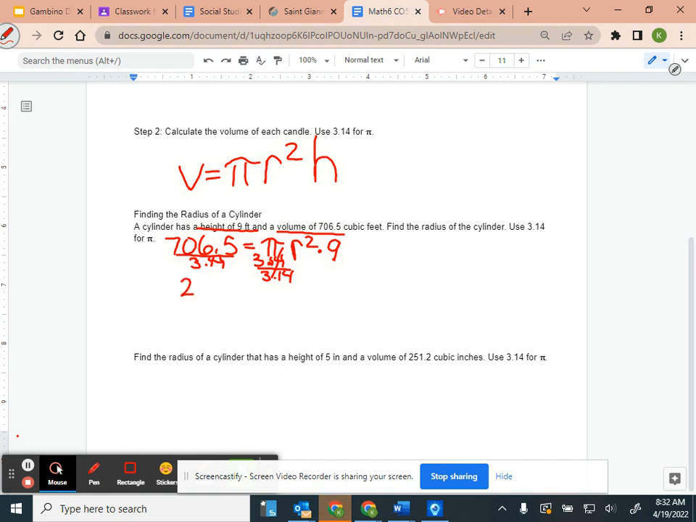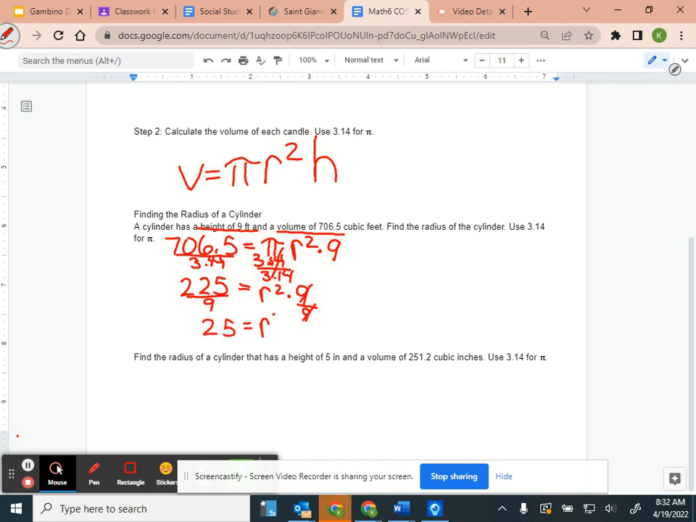Say it louder for me. 225. 225? Yep. Any decimal? No. So that equals r squared times 9. So what's my next step? Lily? I need to divide both sides by 9. What is 225 divided by 9, Peyton? 25.